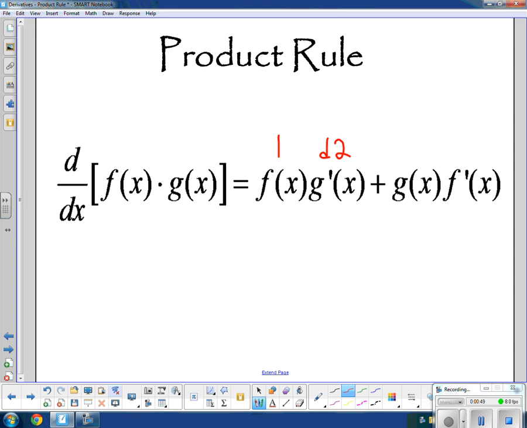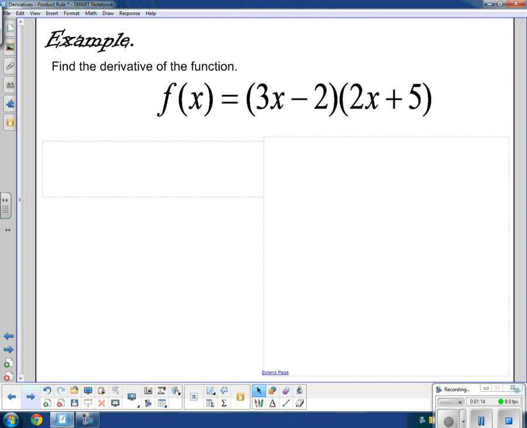So f of x is the first function, g prime of x is the derivative of the second, plus 2 d1. 2 being the second function, g of x, d1 being the derivative of the first function, f. Let's take a look at an example and see how do we apply this 1d2 plus 2d1 idea of the product rule.